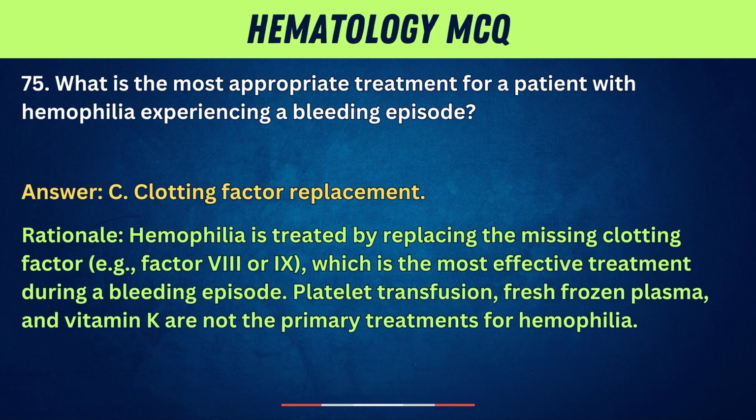Rationale: Hemophilia is treated by replacing the missing clotting factor, e.g., factor VIII or IX, which is the most effective treatment during a bleeding episode. Platelet transfusion, fresh frozen plasma, and vitamin K are not the primary treatments for hemophilia.